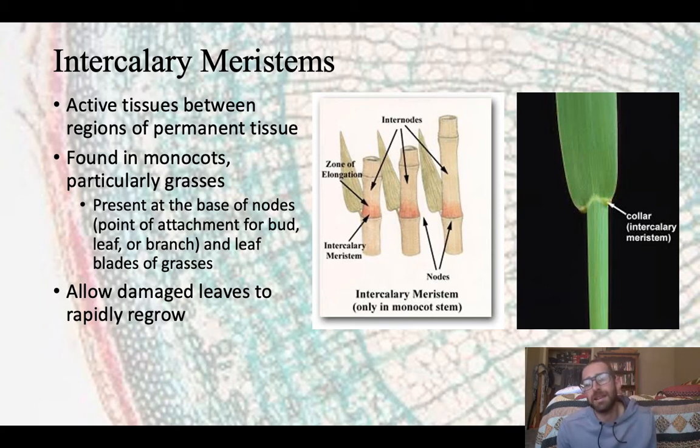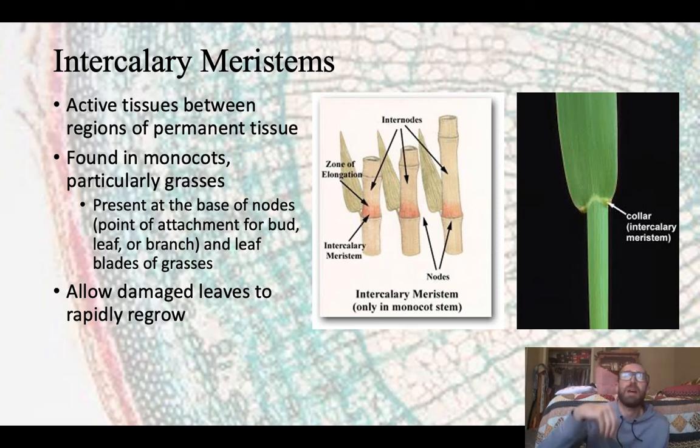And why this is important in our grasses, if you recall, our grasses have evolved to be grazed upon, right? A number of animals graze upon grasses. So these intercalary meristems allow these grasses that get grazed upon frequently to quickly regrow leaf or other stem tissue that could be damaged, right?